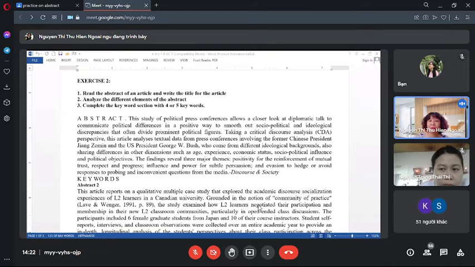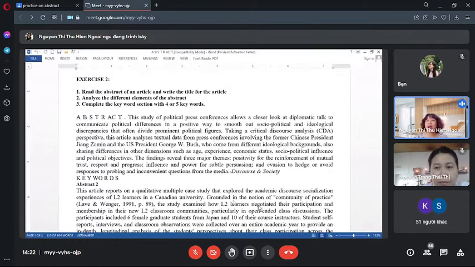Most of them are present tense, like allows, what often divide to prominent political figures. What else? This article analyzes tactical data, and then who come from different ideological backgrounds, and that is the result. The finding reveals, talking about the finding, right? Reveals, and then influence and power, the progress and influence and power, and many other things are in the present tense, not in the past tense at all. So how about this one?